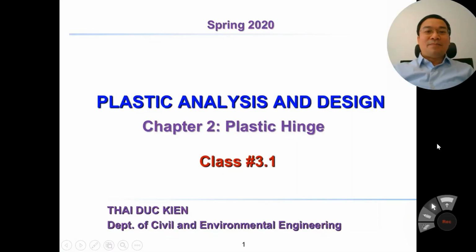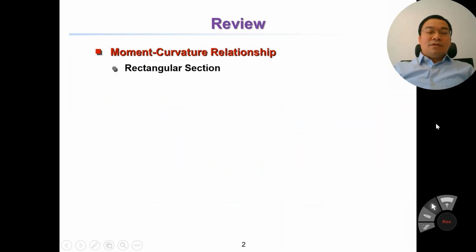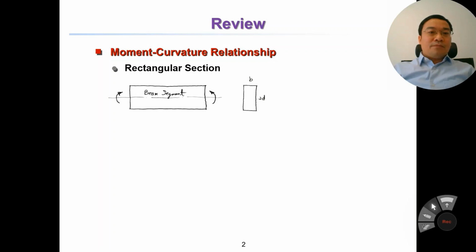Hello, and today we are moving to chapter 2, Plastic Hinge. First of all, let me make a review on moment curvature relationship. In the previous week, we already considered a beam having a rectangular section under bending moment.